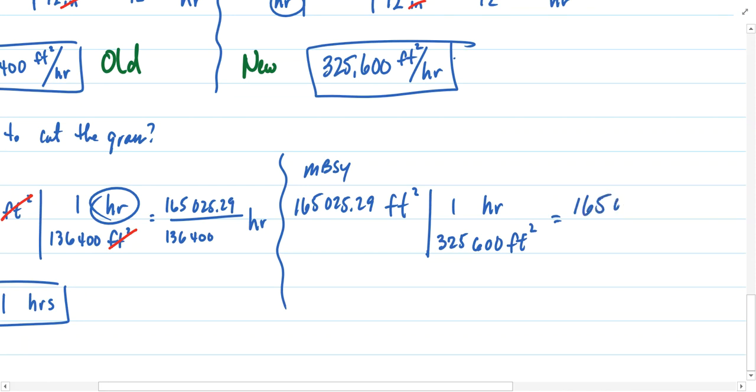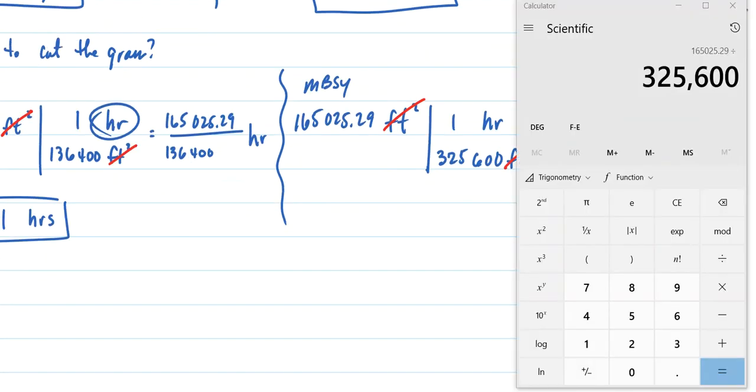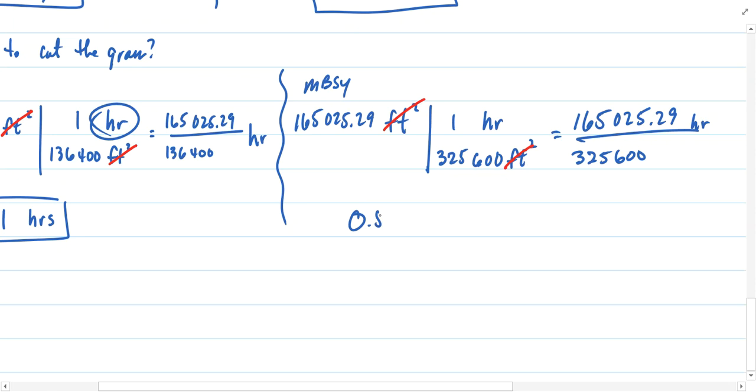So 165,025.29 square feet. Whoops, I already forgot. Need to cross out these units. Those are gone. Those are canceled. So 165,000 hours divided by 325,600. And no surprise here, this larger, newer mower can get the job done very, very quickly compared to the old one. It only takes 0.51 hours to cut this grass.